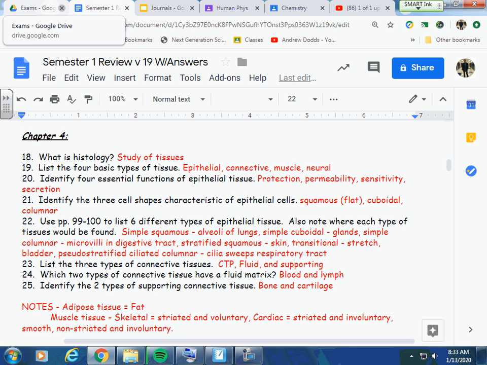22, list 6 different types of epithelial tissue. So these are the 6 that we did. Running through the one layer. So if it's just one layer, that means simple, right? So simple, one layer of flat cells would be simple squamous. You would find those like in the alveoli of the lungs. Being one layer of flat cells makes them really good for permeability, letting things diffuse through.